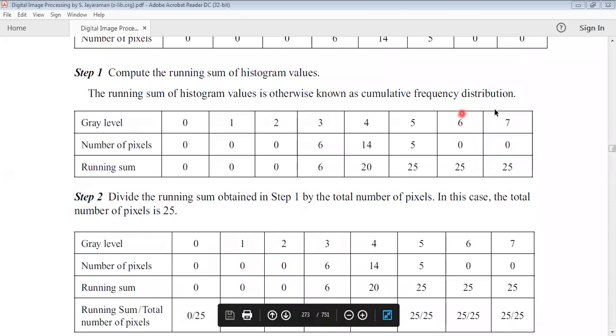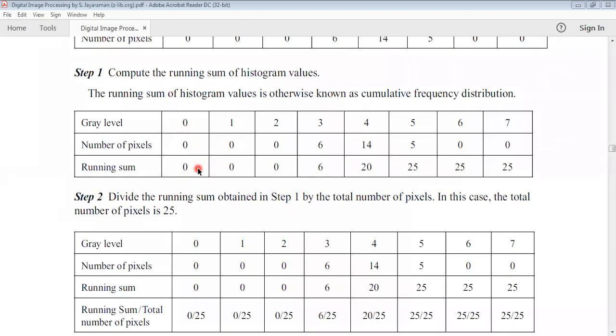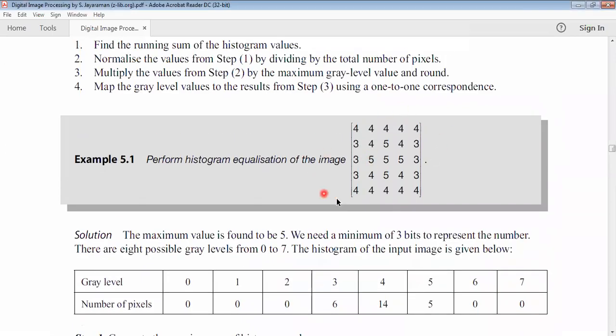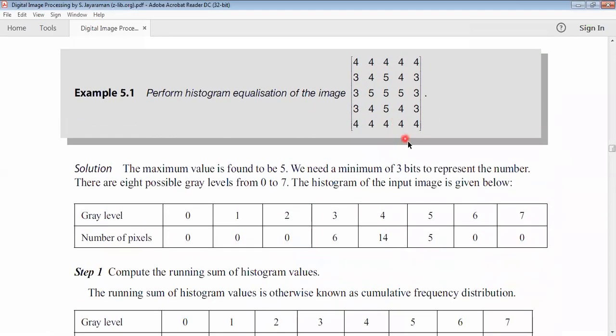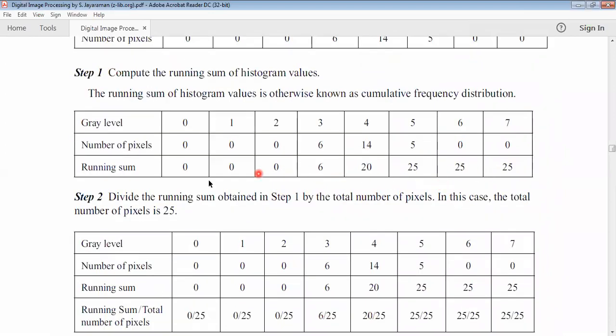Gray level 0 to 7, number of pixels as it is; you copy it. Next is the running sum. Initially 0, so 0. Next, 1: 0 plus 0 is 0. Next, 2: 0 plus 0 is 0. 3 was repeated 6 times: 0 plus 6, the cumulative process, is 6. Next, 4: 6 plus 14 is 20. 5: 20 plus 5 is 25. Next, 6: 25 plus 0 is 25. 7: 25 plus 0 is 25. What is the total number of pixels here? 25 pixels, right? So it is a running sum.